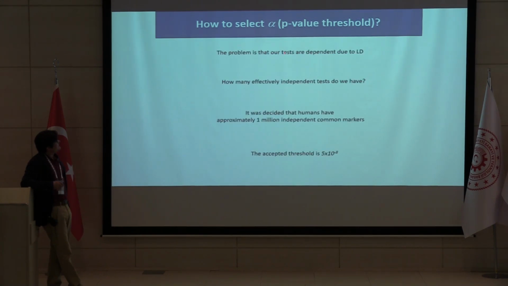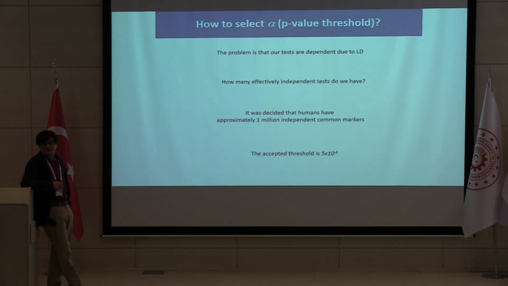And the problem is that the tests are dependent due to LD, right? So Bonferroni is a wrong idea. What the community did is it was determined that there is an effective number of independent tests in the human genome. This is very specific for human, like it's the size of human genetic variation, right?